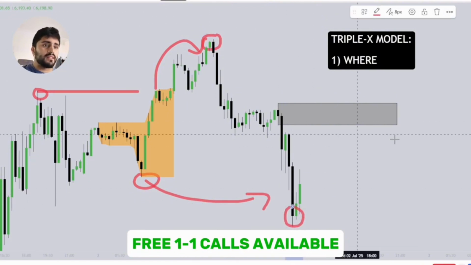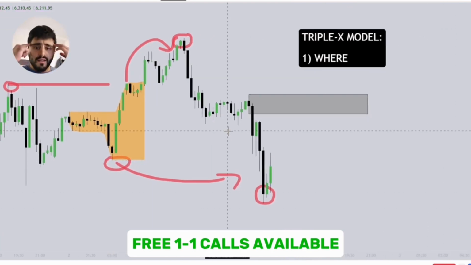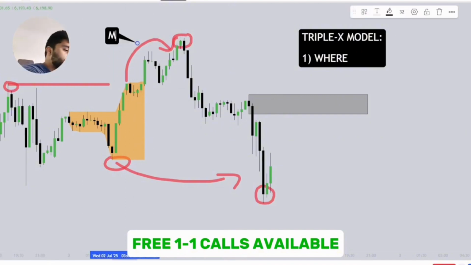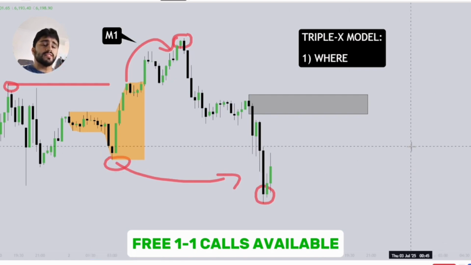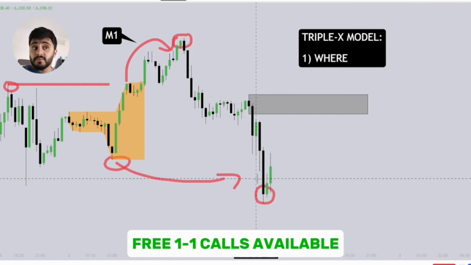From a liquidity perspective, when you see this, the way I like to frame it in my head is that we see a manipulation over here. So this is what we call manipulation phase 1. I'm just going to write M1, manipulation phase 1. This is buyers being enticed. Those buyers get stopped out, they get manipulated out.